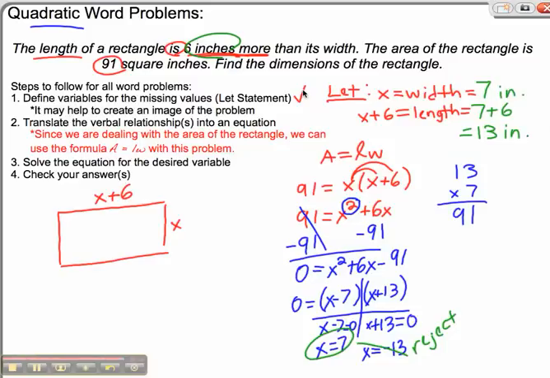It's the same steps as regular word problems. You deal with the quadratic after you simplify everything.